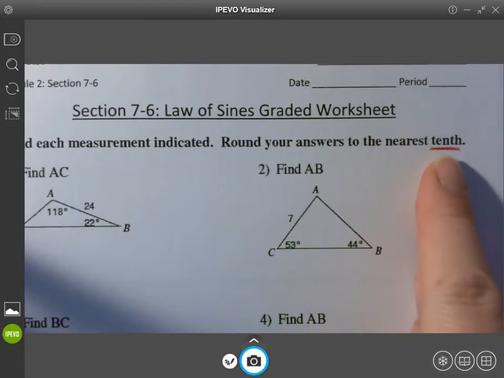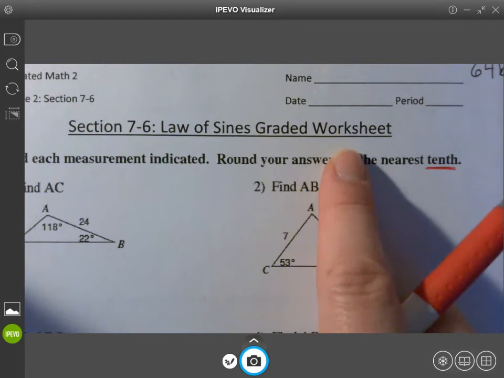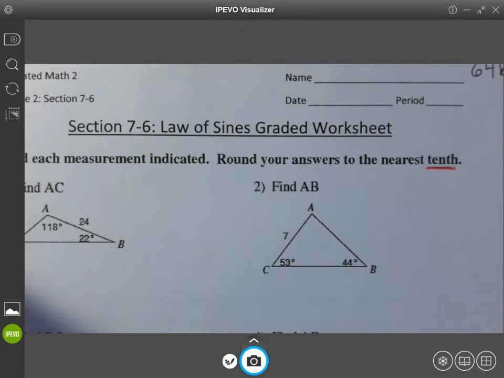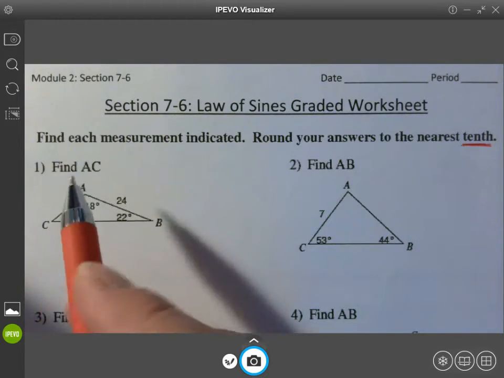As I've been grading papers, I've been seeing people are ignoring the rounding rules or ignoring what they're supposed to round to. So this is a graded assignment. It's going to be more points, and you will lose points if it's not rounded correctly, okay? So be careful. Now, the first thing I want you to do is, it says find AC.